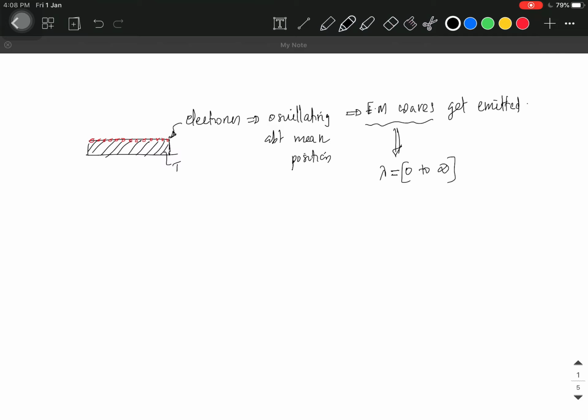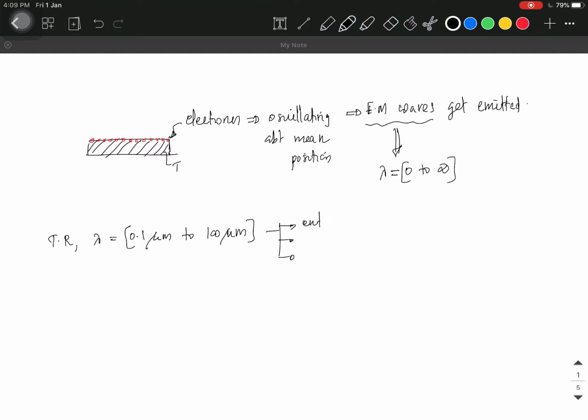Please note that the electromagnetic waves emitted from this body will have wavelengths in the range of 0 to infinity. Don't worry about the values, I just mention that it generally has the entire range of wavelengths available. But in the radiation concept within heat transfer, we are dealing with thermal radiations, which are electromagnetic waves having wavelength lambda within the range of 0.1 millimeter to 100 millimeter.